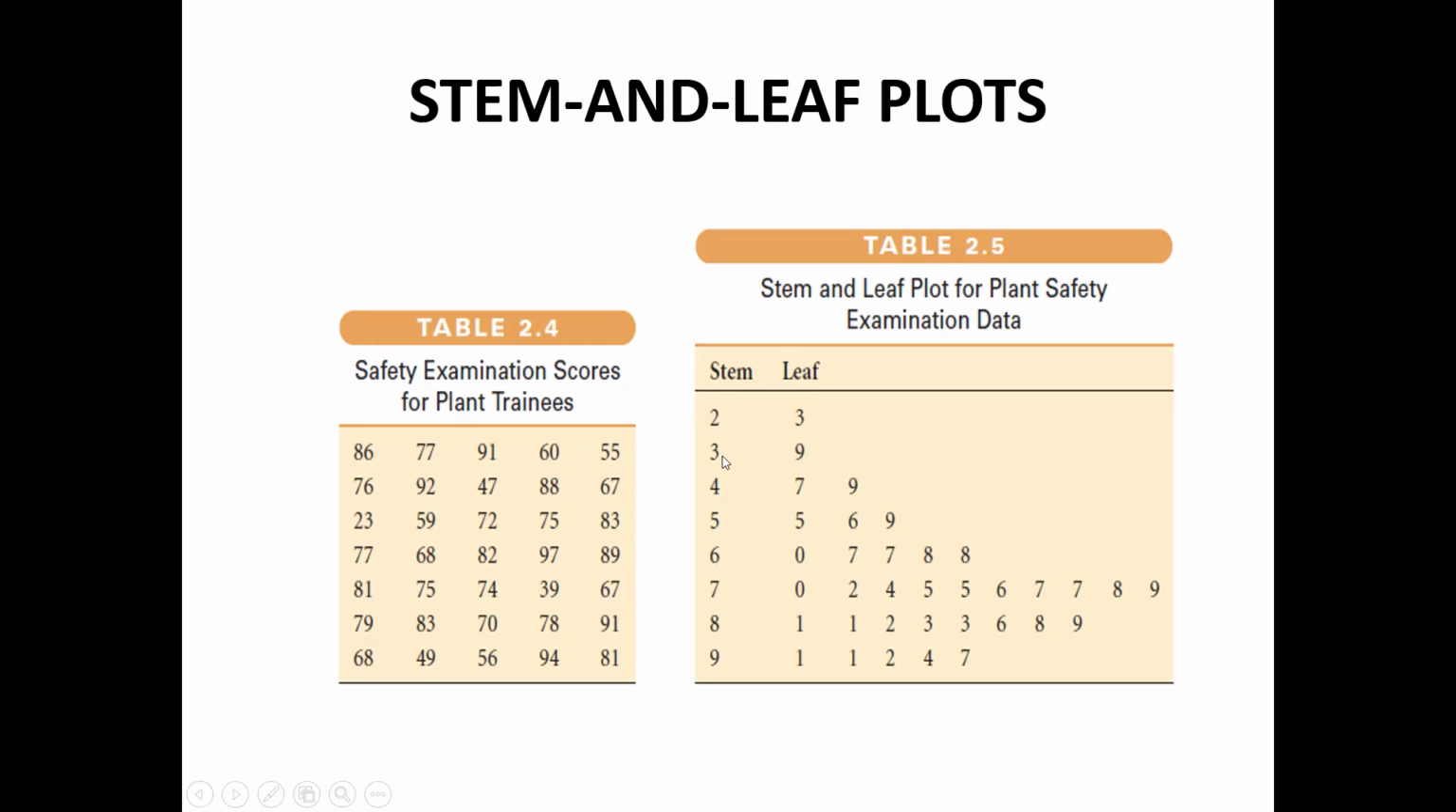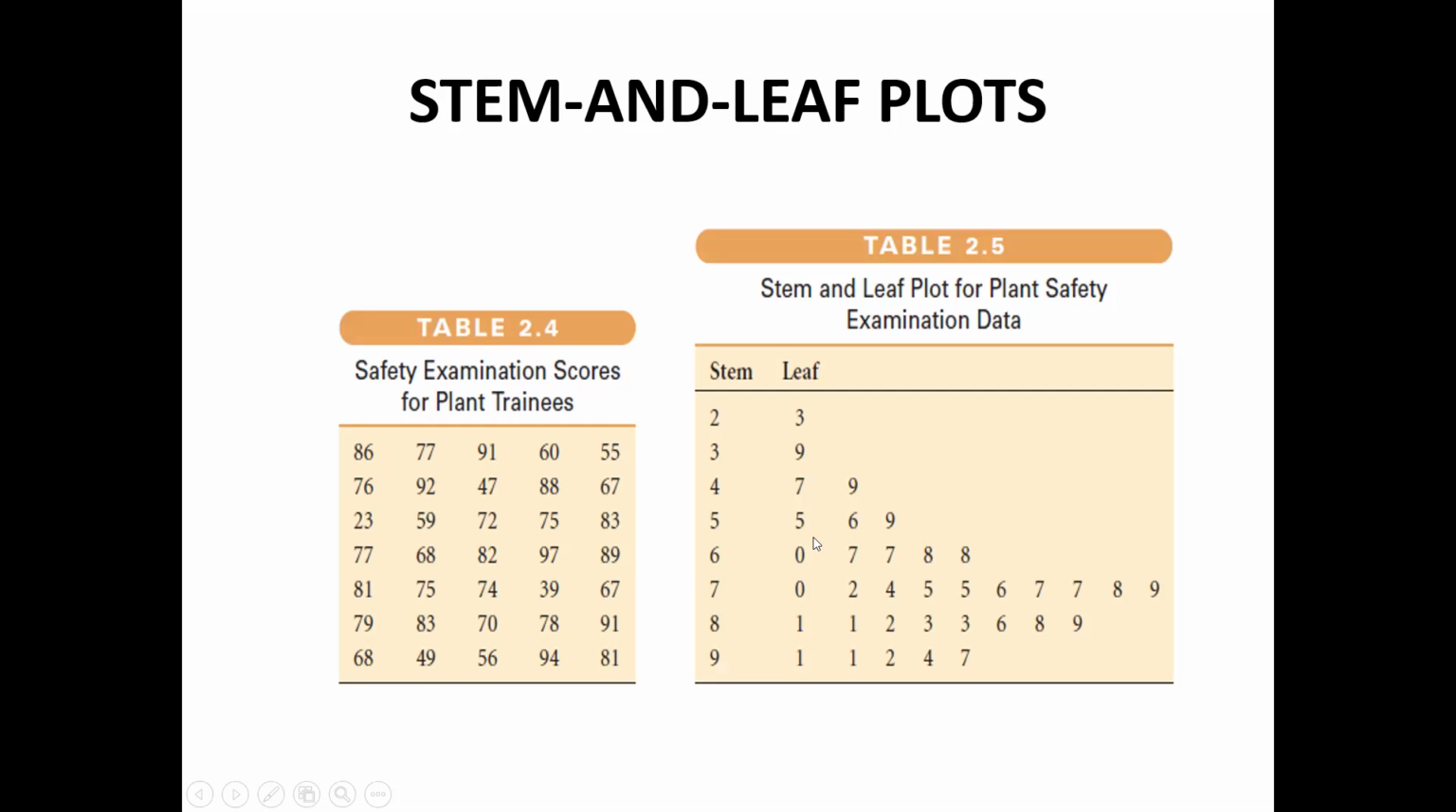So 2 3 4 5 6 7 would be your stems, and the leaf is the last digit of the number. So let's suppose there is 23 and 39, the digits 3 and 9 in the 30 line. Then you have in the 40 line 47 and 49. This is how you write. Then in the 50 line there are 3 numbers: 55, 56, 59. Then in 60 there are 5 numbers: 60, 67, 67, 68, 68.